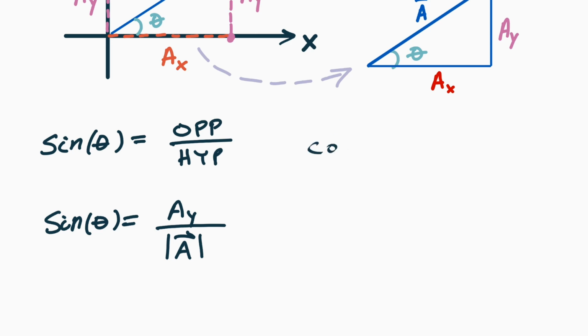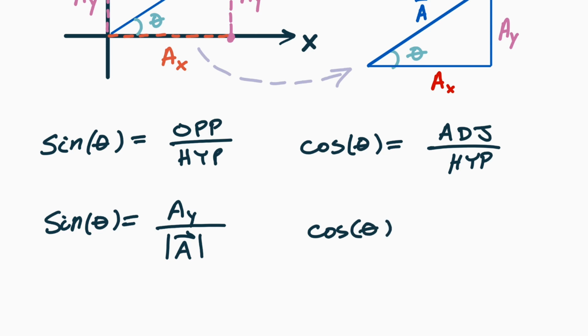Cosine of theta, let me use the marker here. Cosine of theta is equal to adjacent over hypotenuse. It's that ratio of those lengths. And so for our situation, cosine of theta is equal to adjacent. Adjacent just means the next side over, right? The side that is right next to it. And so that would be AX divided by the hypotenuse, magnitude of A.